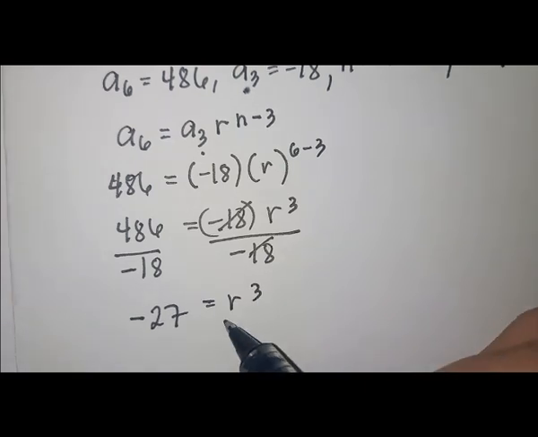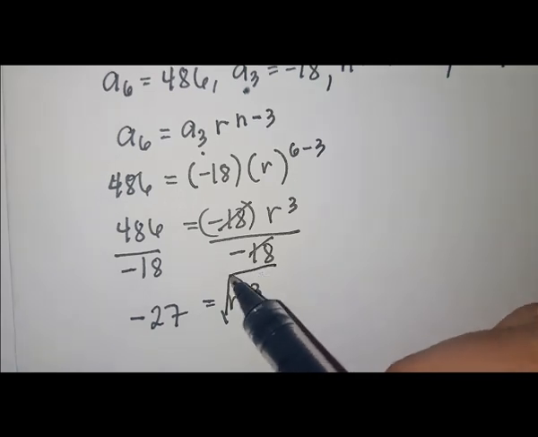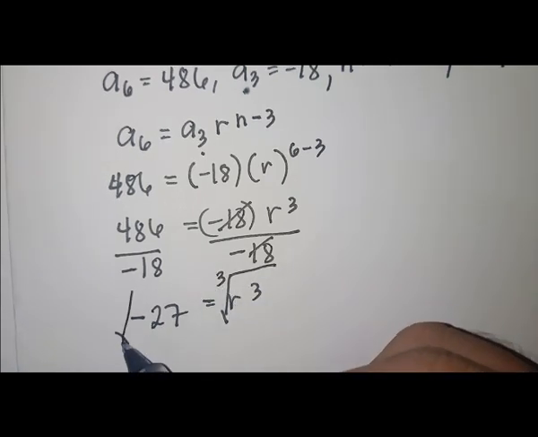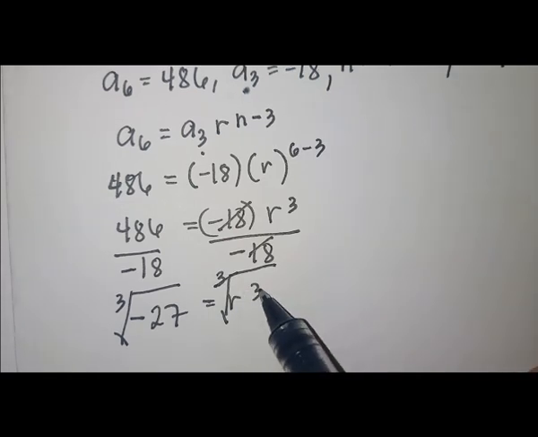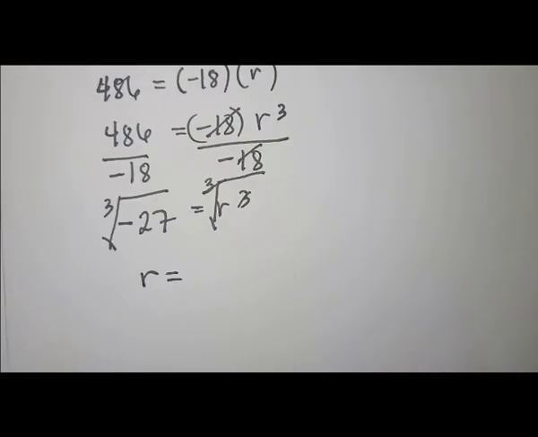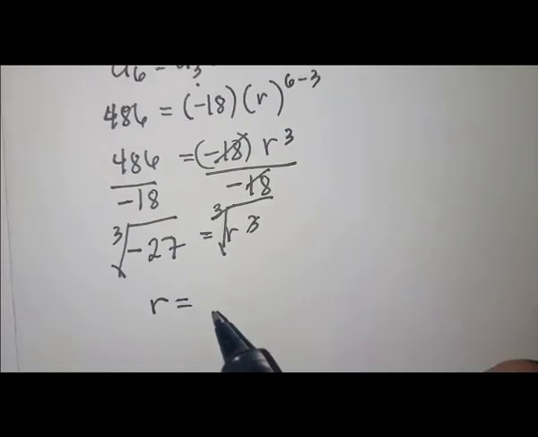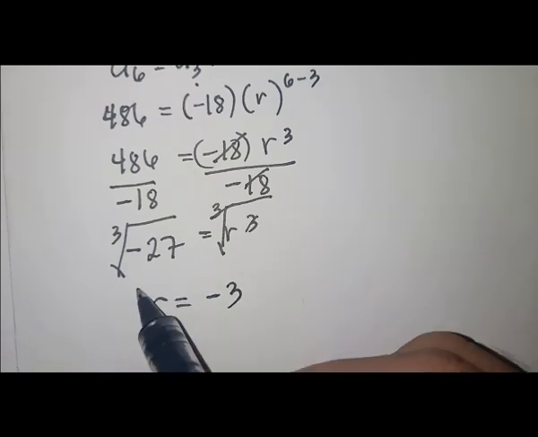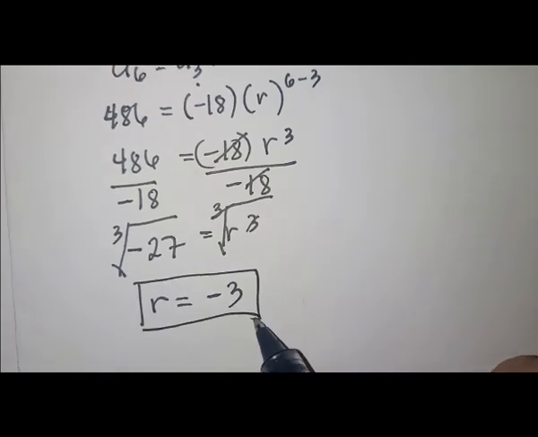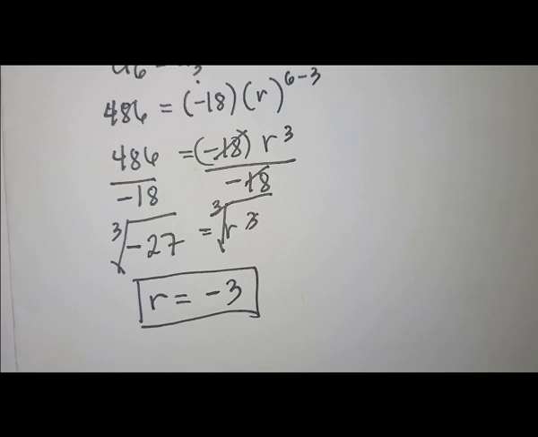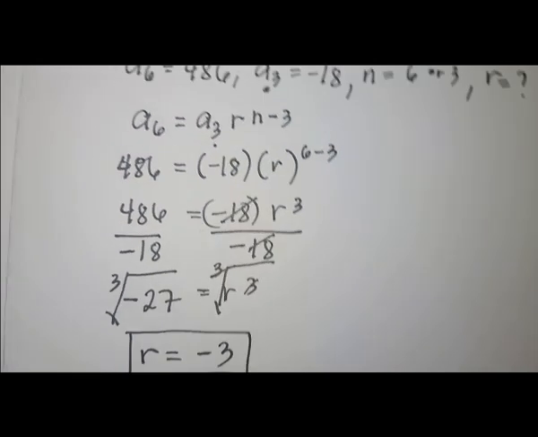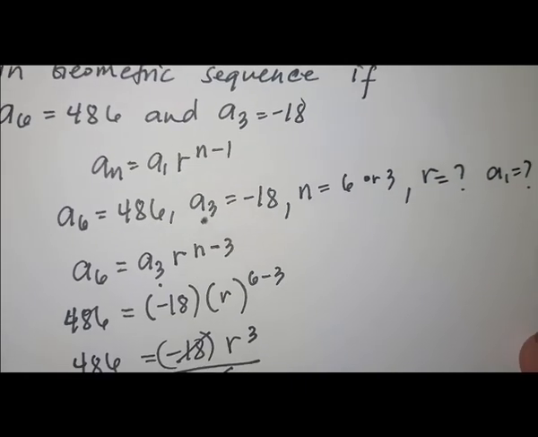So dahil r cube siya, kunin natin yung cube root both sides. Okay. So cancel out na yung cube root, sa r na lang yung natira. So yung r natin, ang cube root ng negative 27 ay negative 3. Okay, so ngayon nakuha na natin yung common ratio ng given sequence.